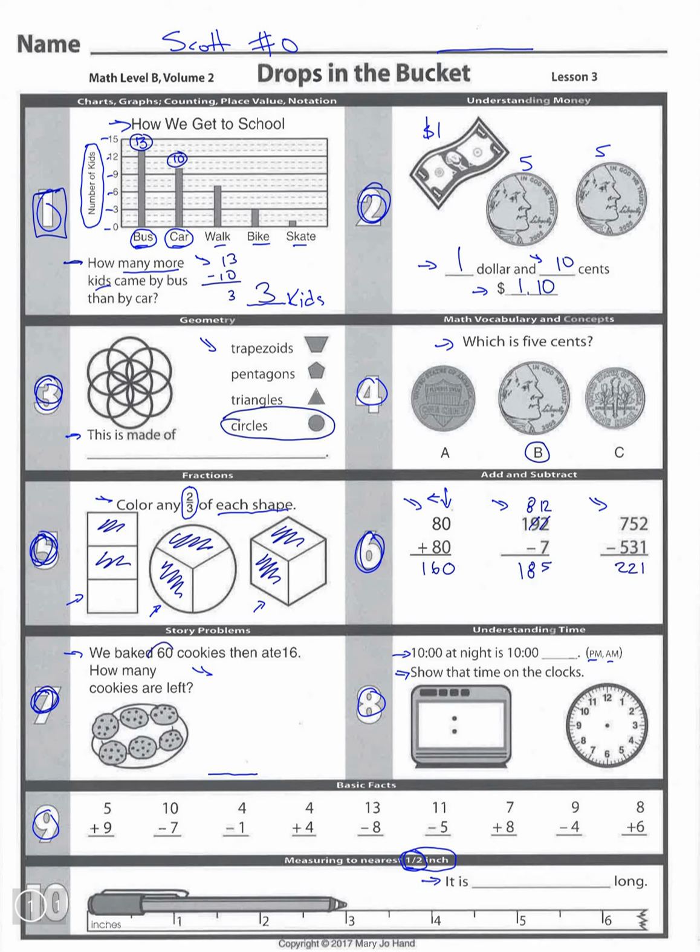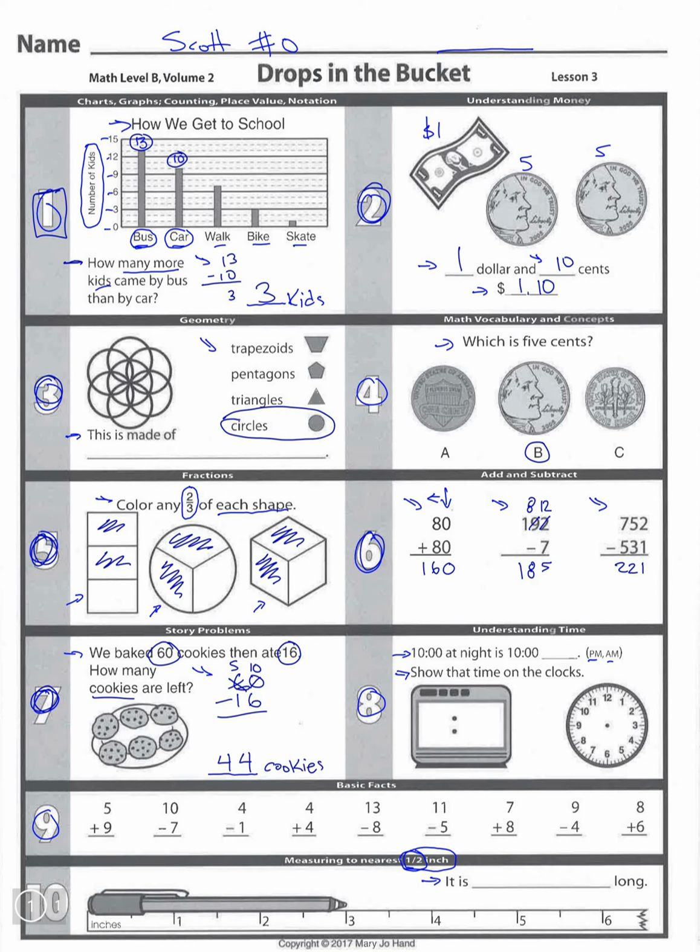All right, number 7. We baked 60 cookies and we ate 16 of them. So we started with 60 and then we took away 16 to gobble them up. How many are left? So we have to regroup here. We have to go and borrow. So now 10 take away 6 is 4. And what I'm going to do is I'm just going to write it down here. And 5 take away 1 is 4. So we have 44 cookies left.